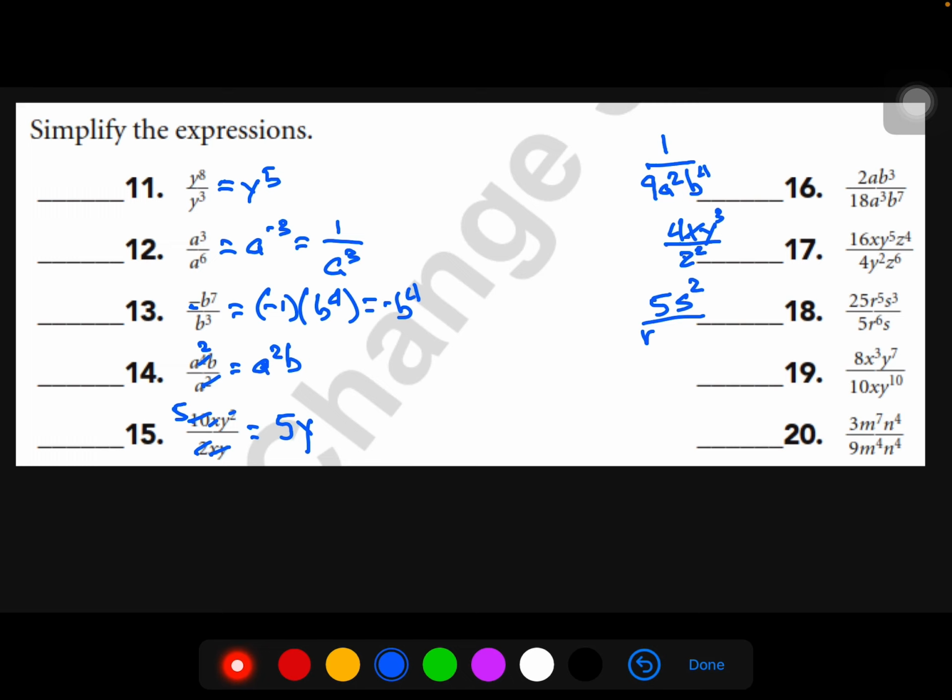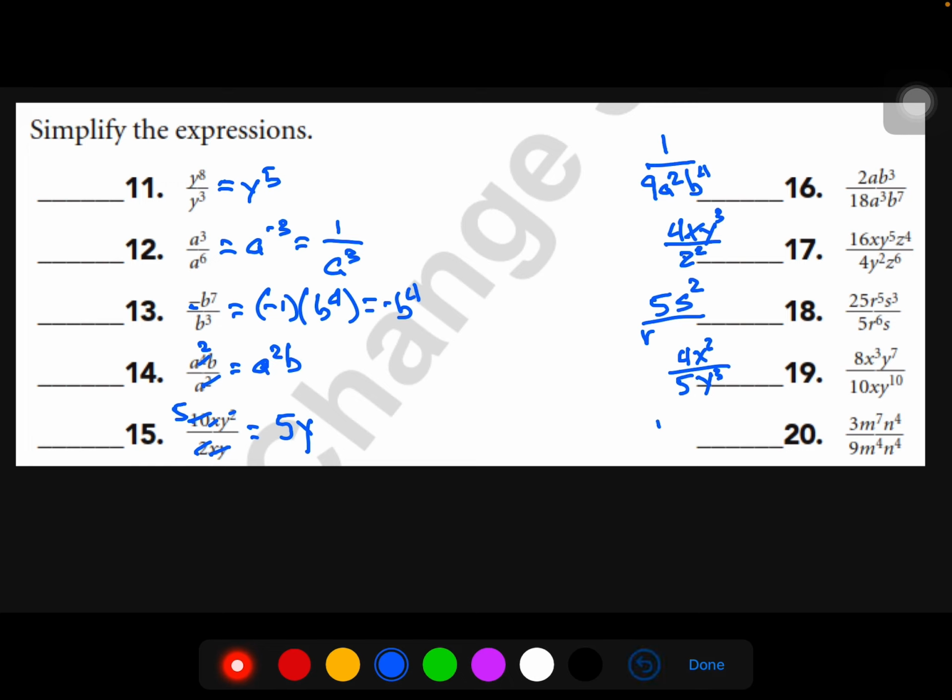Highest common factor between 8 and 10 is 2, and so 8 divided by 2 is 4. 10 divided by 2 is 5. Got x cubed up top, x on the bottom, so 3 minus 1 is 2. Y to the 10th on the bottom, y to the 7th on top, 10 minus 7 is 3. And finally, 3 divided by 9 is 1/3.